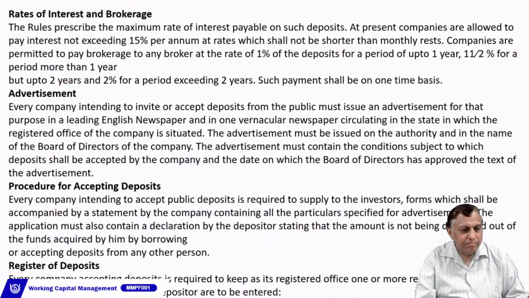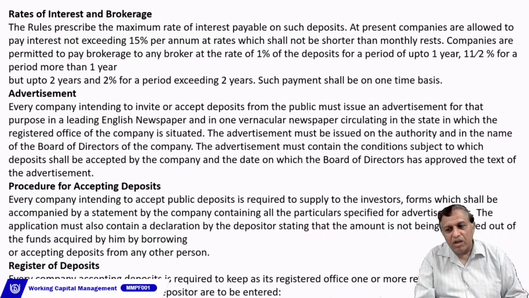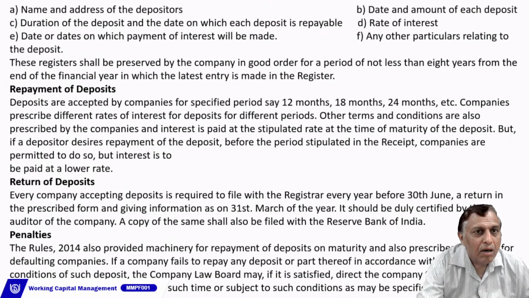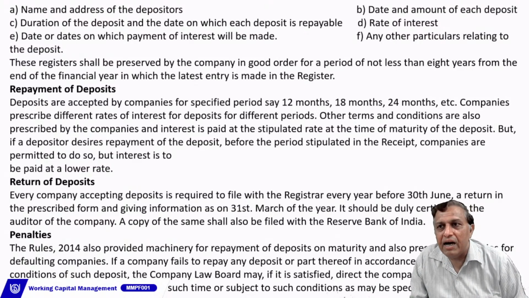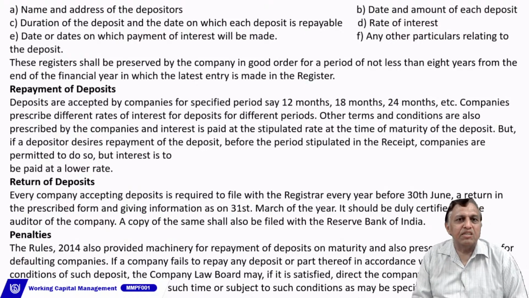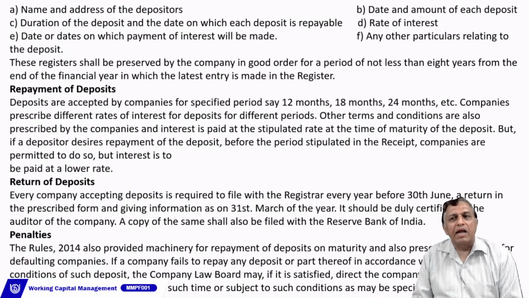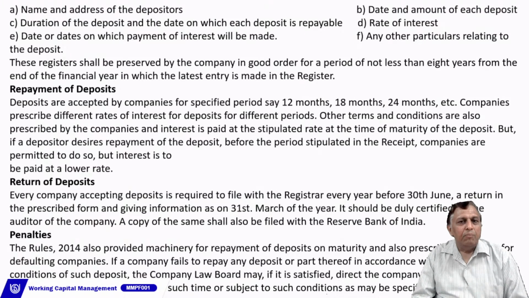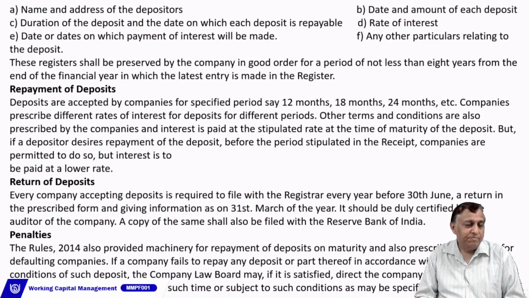Register of deposits. Every company accepting deposits is required to keep at its registered office one or more registers in which the following particulars about each deposit are to be entered: name and address of the depositor, date and amount of each deposit, duration of the deposit and date on which each deposit is repayable, rate of interest, date or dates on which payment of interest will be made, and any other particulars relating to the deposit. These registers shall be preserved by the company in good order for a period of not less than 8 years from the end of the financial year in which the latest entry is made in the register. So there is a time limit for keeping those financial records.